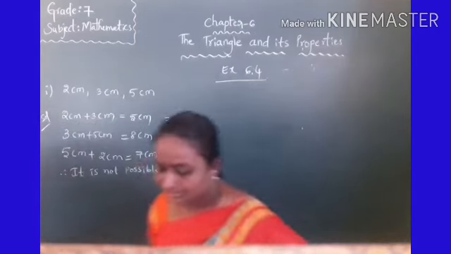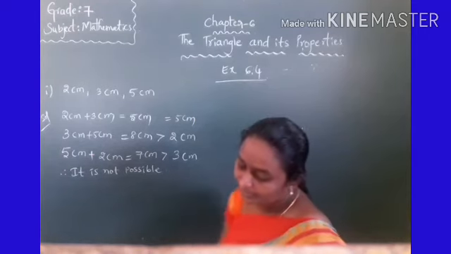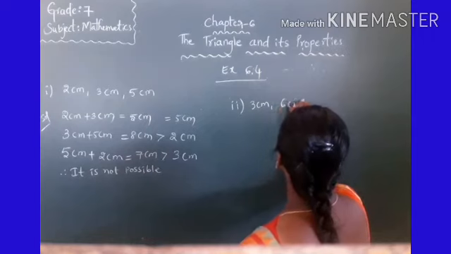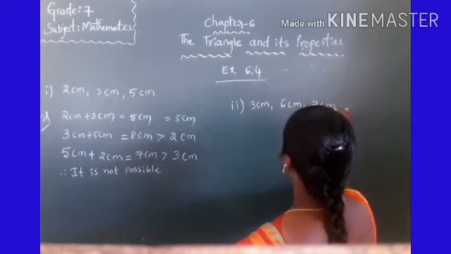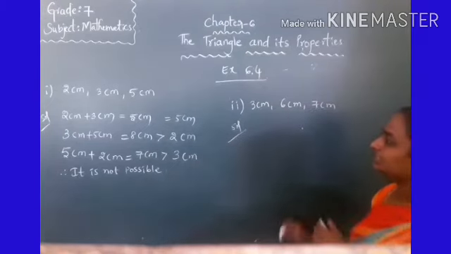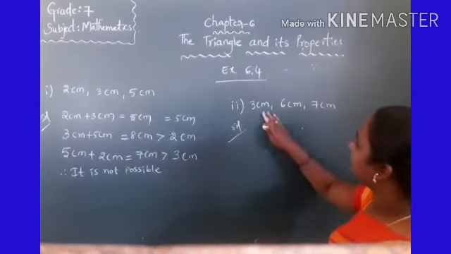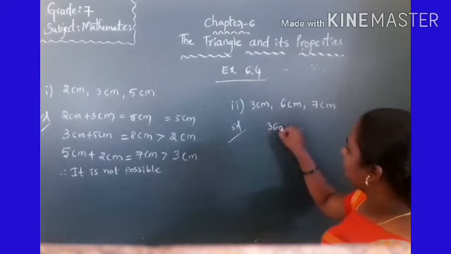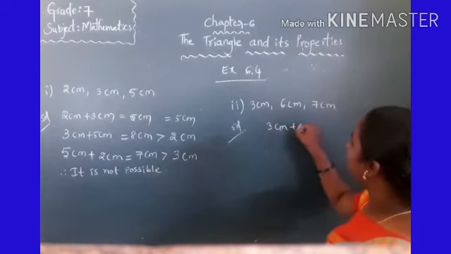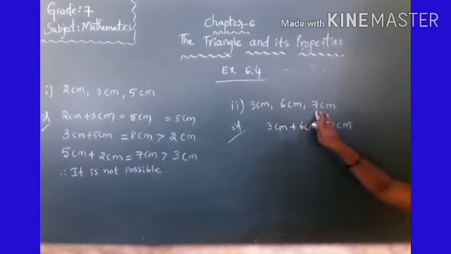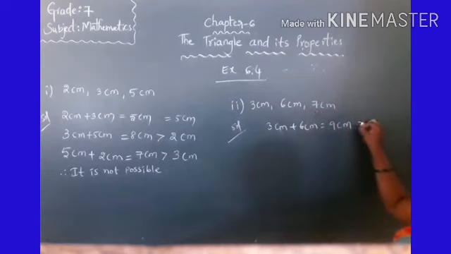Second one. 3 centimeters, 6 centimeters, 7 centimeters. So here observe 3 centimeters, 6 centimeters. Take the sum of these two sides. So it gives 9 centimeters. Is this 9 centimeters greater than the third side? Yes, it is greater than the third side.